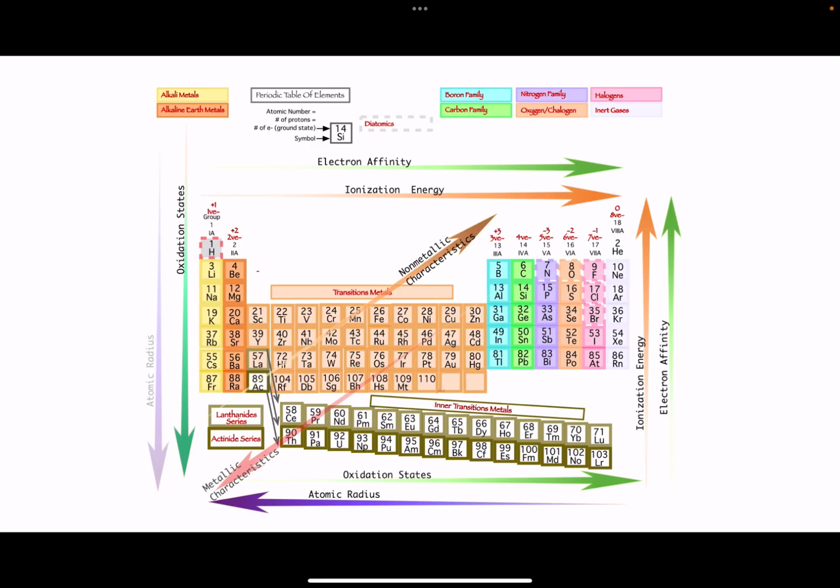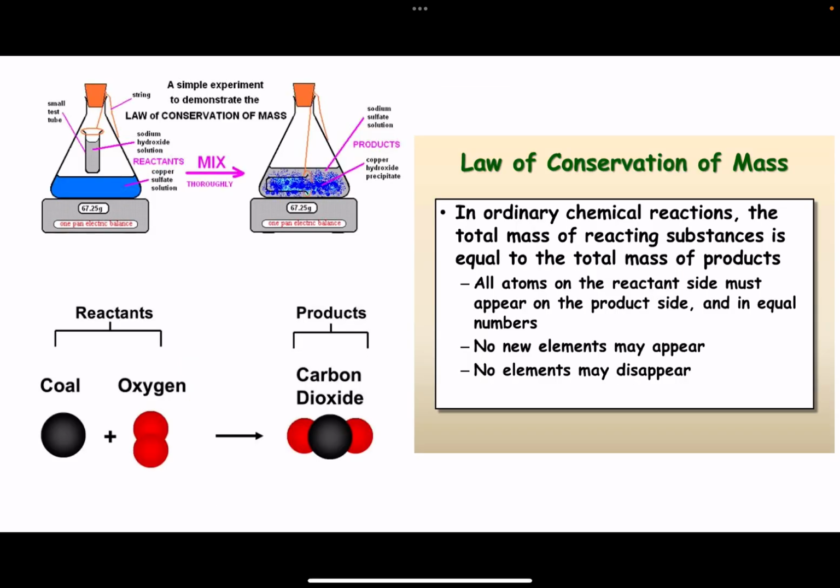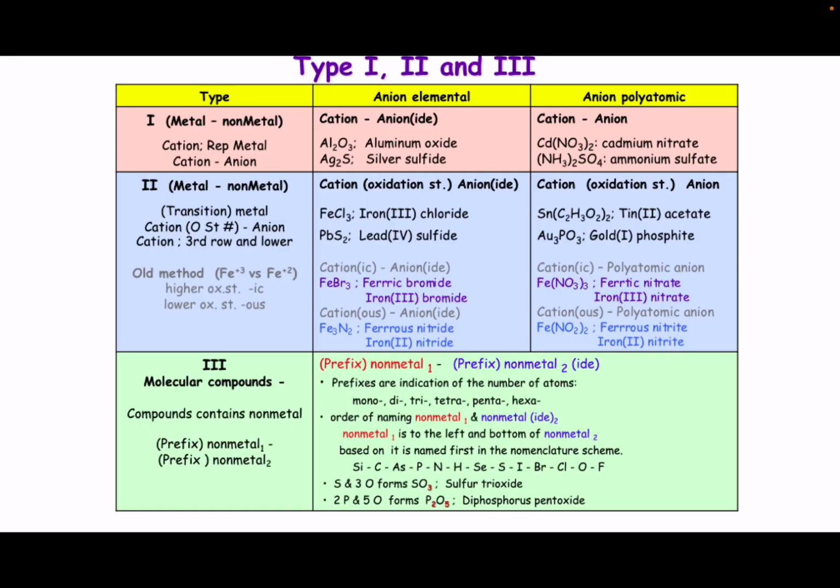So let's talk a little more about this. This is a review over your periodic table and properties and trends. Periodic table knowledge is important. It's also always good to go back over your law of conservation, because we ended on balancing equations and we're starting there again, getting to stoichiometry. The law of conservation of mass tells us matter is neither created nor destroyed, so what I start with, I've got to end with. No new elements may appear or disappear.